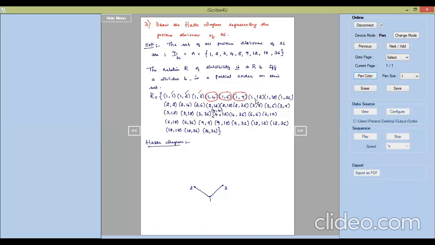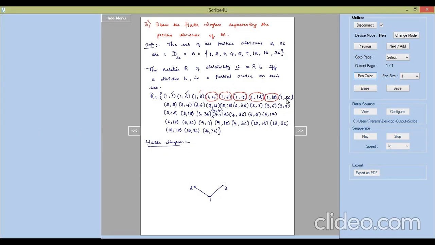Next 1, 12. Again 1, 12 I need not draw because 1 to 2, 2 to 4, 4 to 12 indirectly gives us 1 comma 12. Then 1 comma 18 also we need not draw because 1, 3, 3, 9, 9, 18. So like that it can be linked, no? It gives us 1, 18. Next 1, 36 will also not be drawn because it will be indirectly related again with the transitivity property.